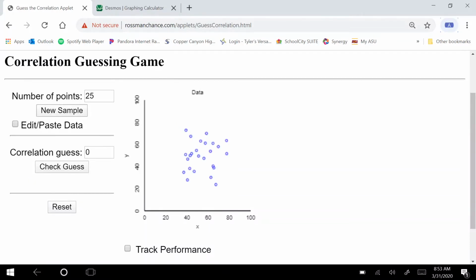All right, I'm going to put this one up here. I'll let you guys look at that for about 30 seconds and see if you can come up with a guess for your R value.